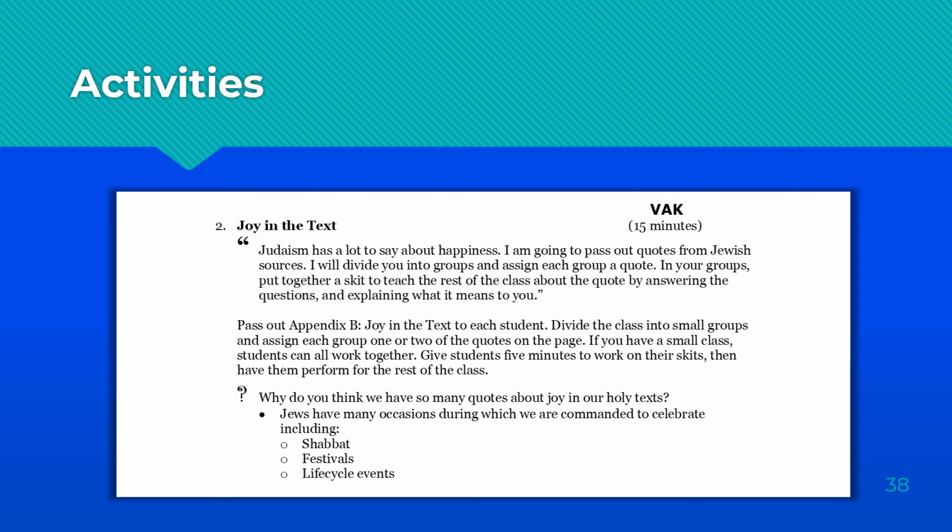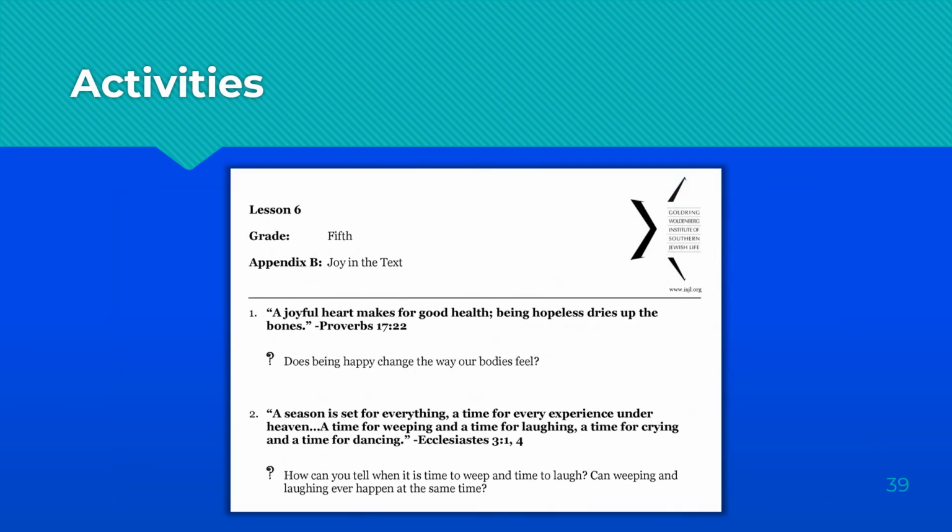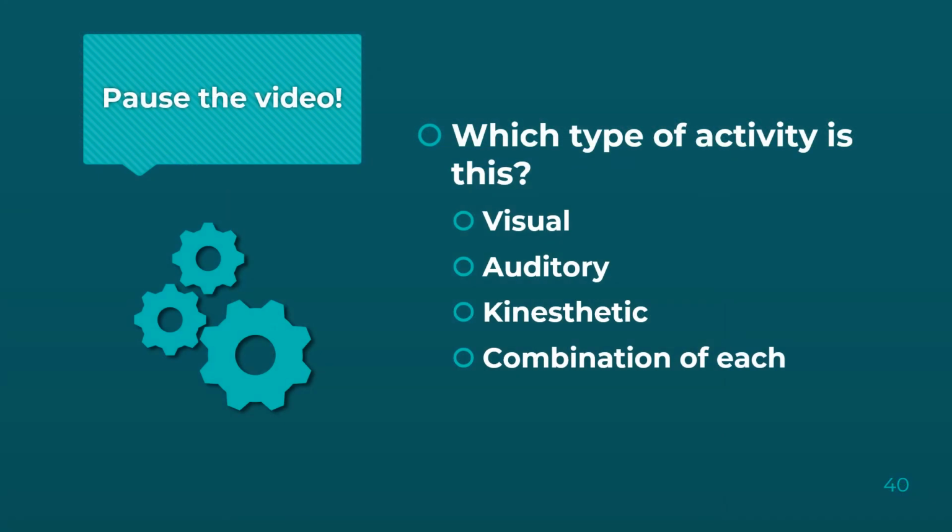Each of the quotes express what Judaism has to say about happiness and can be found in one of the appendices attached to this lesson, seen here. Take a moment to pause the video and see if you can identify what type of activity this is. Is it visual, auditory, kinesthetic, or a combination of each? If you answered that it involves all 3, you are correct.